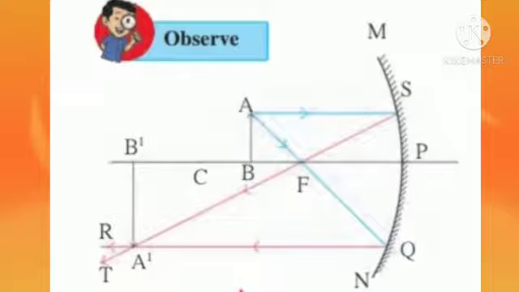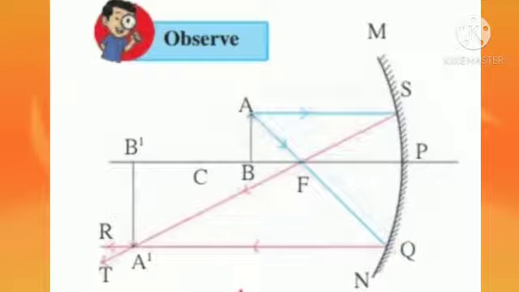The point B is situated on the principal axis, and so its image will also be on the axis and will be directly above A dash. Thus, the image of B is at B dash. The image of points between A dash and B dash will be formed between point A dash and B dash. Thus, the image of object AB is A dash B dash.